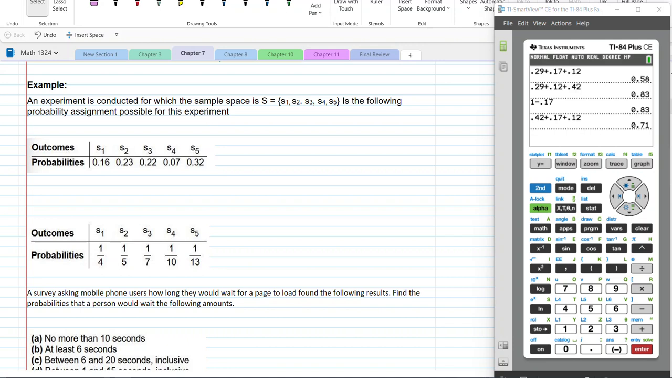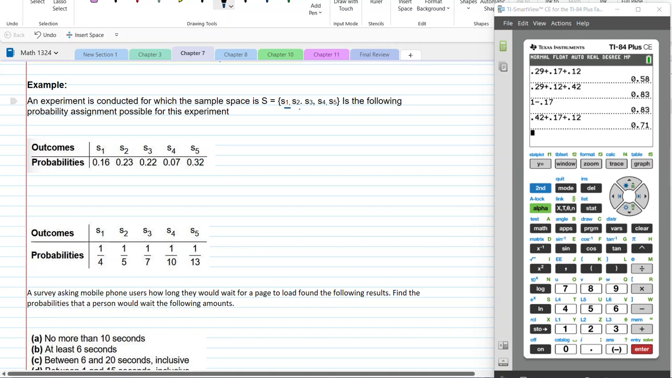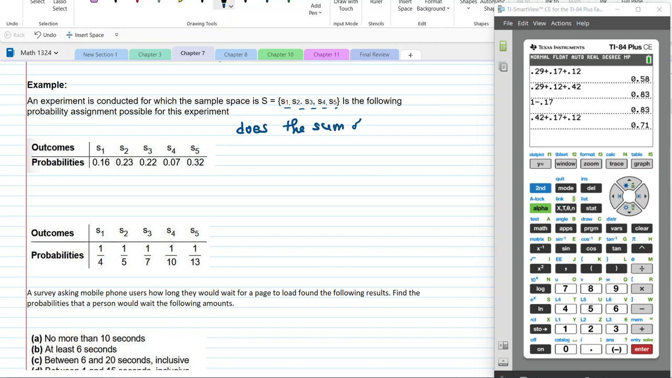Not anything major, but something that we can see in each of the individual probabilities. An experiment is conducted for which the sample space S equals S1, S2, S3, S4, S5. Is the following probability assignment possible for the experiment? In other words, does the sum of individual probabilities equal 1? All right, so that means we have to add them.